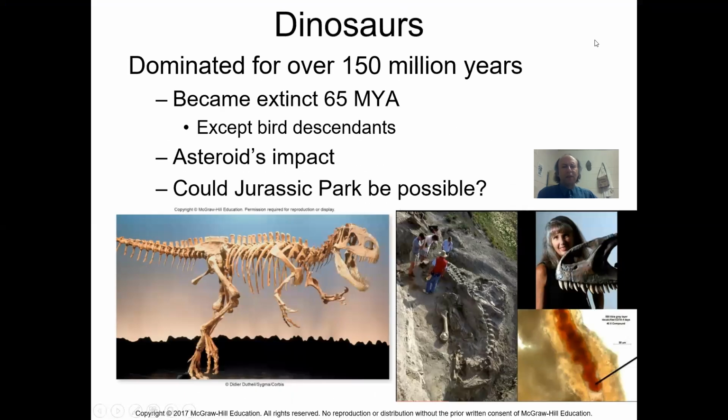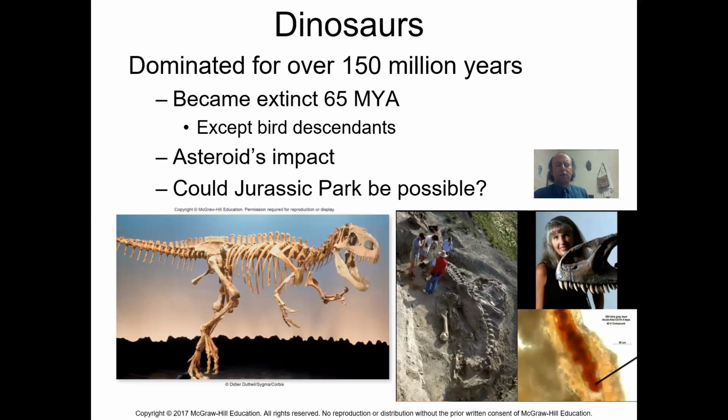So we know that they dominated the Earth for 150 million years. And they became extinct 65 million years ago. And as I was saying later, we suppose that one group gave rise to the birds. How did they get extinct? The popular theory that is around, and it has some proof, is that there was an asteroid impact.